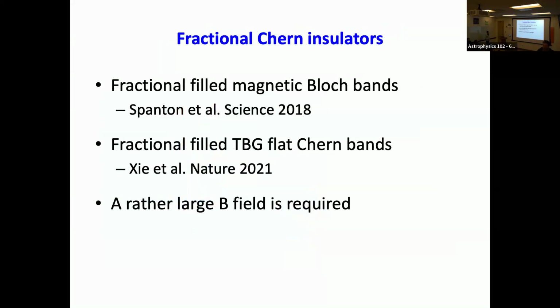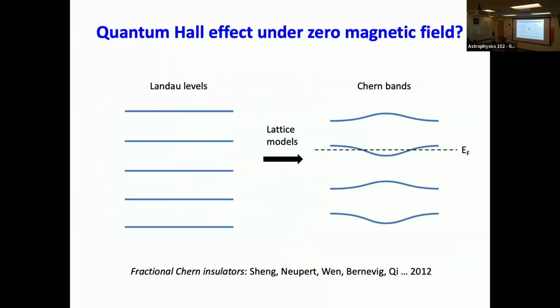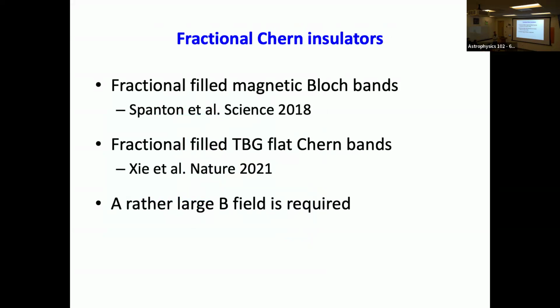For fractional Chern insulators, there were some claims of observing it, first by Andrea Young's group in this Science paper in 2018. That's not really the same as this kind of zero magnetic field flat Chern band picture, but it's really under very high magnetic field. You form these magnetic Bloch bands, and you partially fill the magnetic Bloch bands you observe. They also call it a fractional Chern insulator.